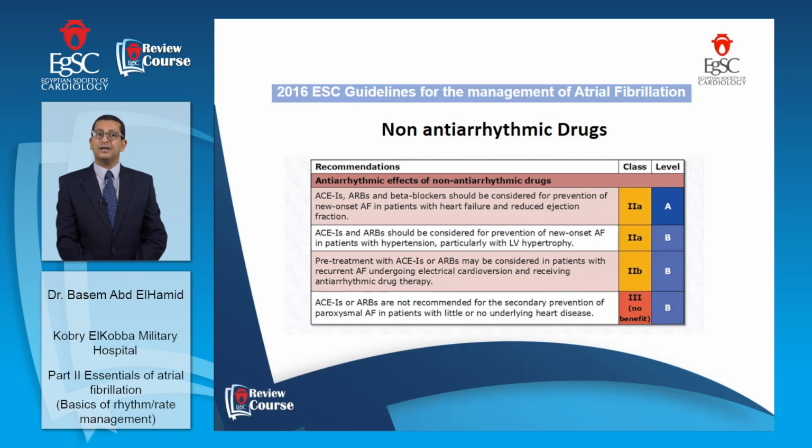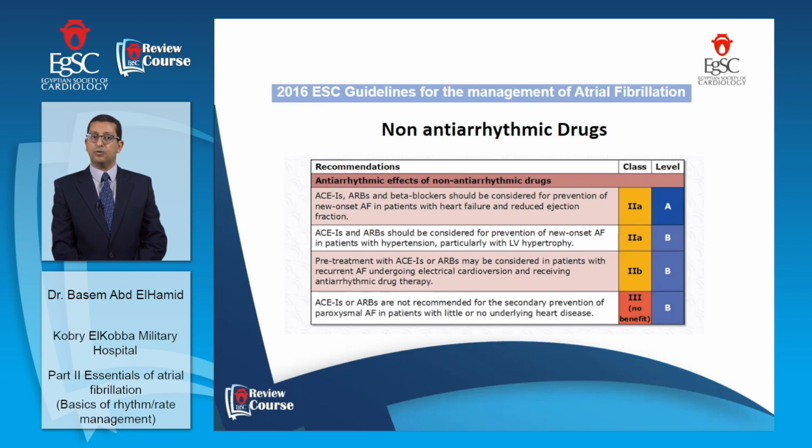What about the non-antiarrhythmic drugs? ACE inhibitors, ARBs, and beta blockers should be considered for prevention of new-onset AF in patients with heart failure and reduced ejection fraction. Class 2A: ACE inhibitors and ARBs should be considered for prevention of new-onset AF in patients with hypertension, particularly with LVH.